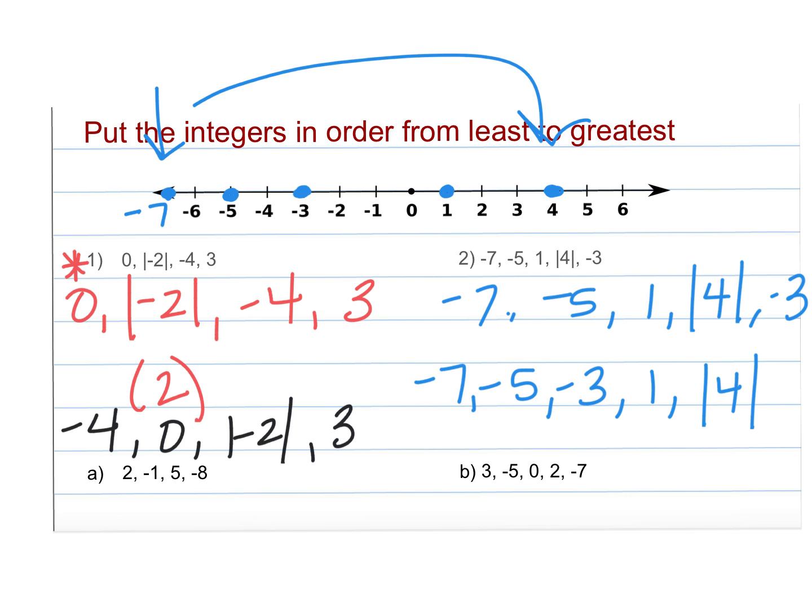So when you're ordering integers, you can always just draw a number line. You don't even have to have every single number on it. You could just place it where it would be compared to the rest of them and then order it that way.